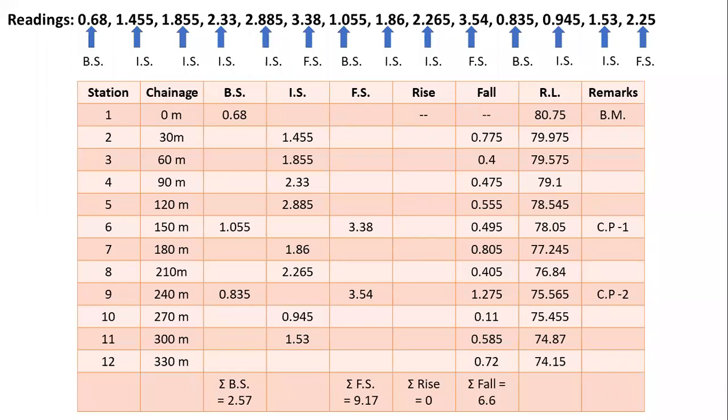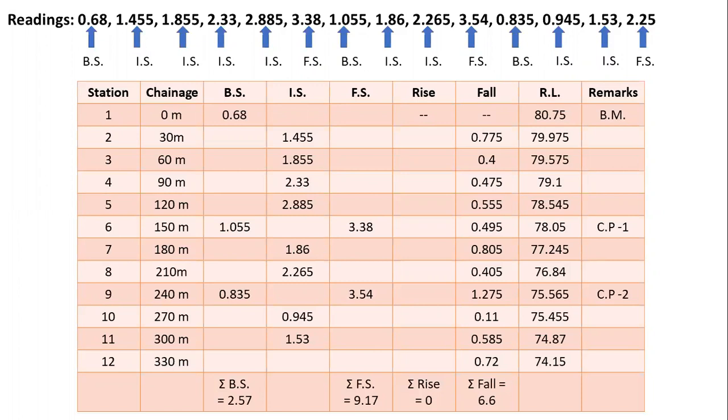Okay, so here we draw a table. The first column is station, then chainage, BS, IS, FS, rise, fall, RL and remarks, right? Here the chainage interval is given in the data, every 30 meter, right? So chainage is 0, 30, 60, 90, 120, 150, 180, 210, 240, 270, 300 and 330 meter, right?